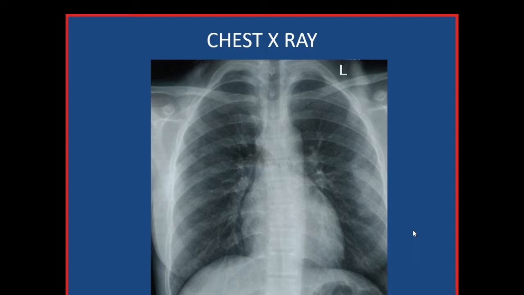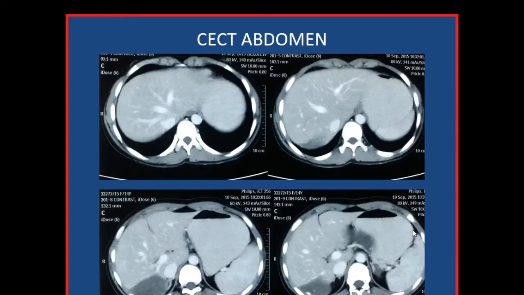Coming to radiology, this is a chest X-ray of the patient, in which both lung parenchyma were normal. There was no effusion. This is the earlier CECT abdomen from one of the earlier presentations. Here you can see the axial sections of computed tomography of the abdomen, showing the right lobe of the liver. There is a cystic lesion in the right lobe of the liver. There is one speck of calcification in the wall of the cystic lesion that you can notice.